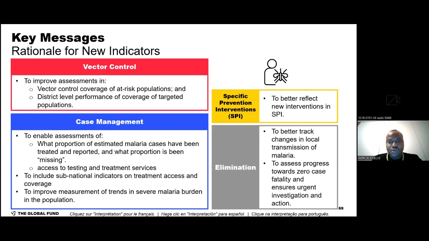And for specific prevention interventions, it's really to align to the new WHO language. And for elimination, it is to better track how countries are ensuring local transmission. They were able to know that there are now no more cases and we can prevent the introduction.